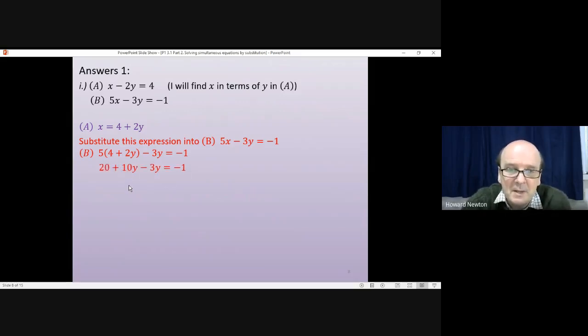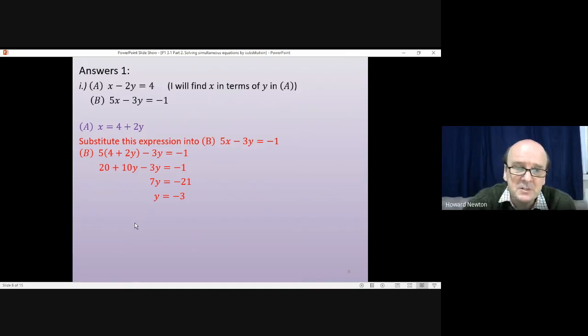20 plus 10y minus 3y is minus 1. Tidying that up gives me 7y is equal to minus 21. Dividing by 7 gives me y equals minus 3. Once you've found y, you still need to find x.